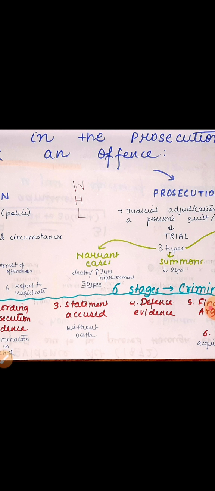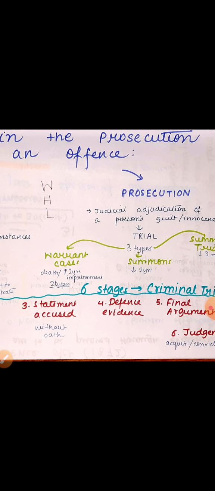The fourth stage is defense evidence. In defense evidence, what happens? The defense, or the party which is accused, the lawyer of that party is asked to examine witnesses before the court. Now, most accused persons do not lead the defense. What this means is that the burden to prove the accused guilty is not on the defendant, it's on the prosecution. The victim has the liability or the burden to prove the defendant wrong.